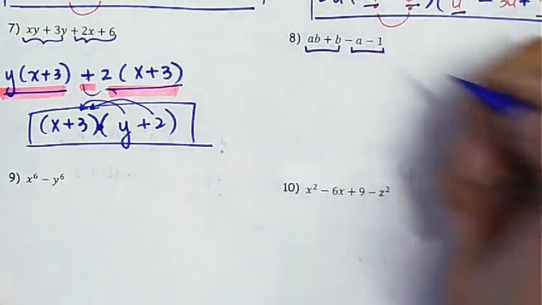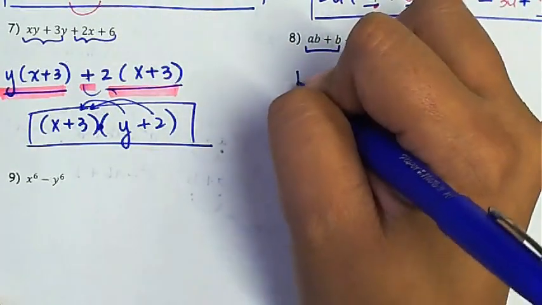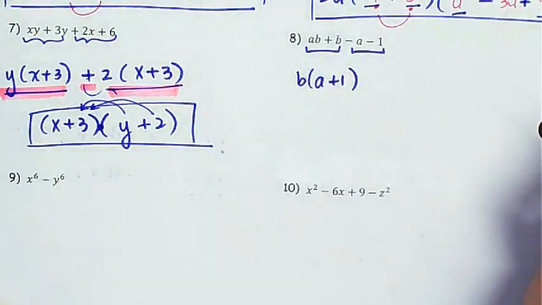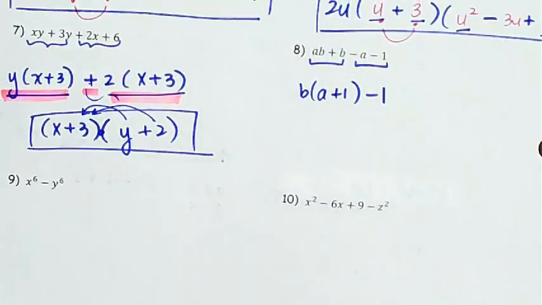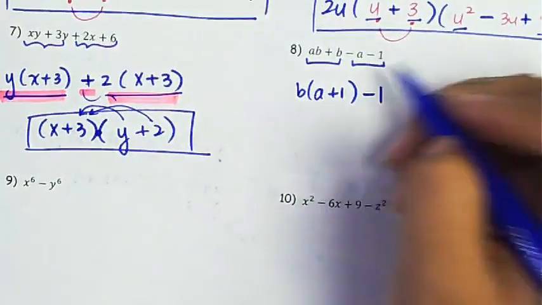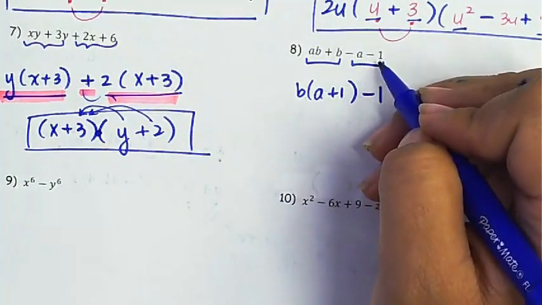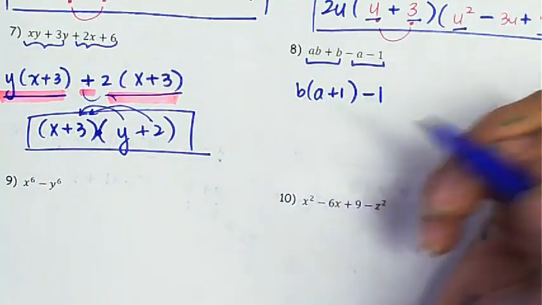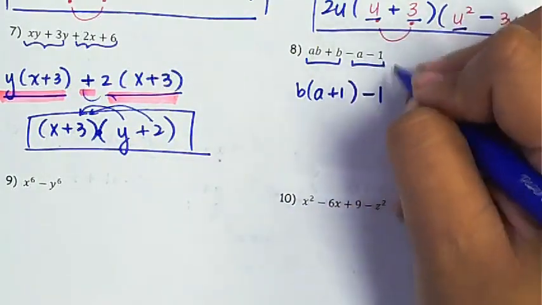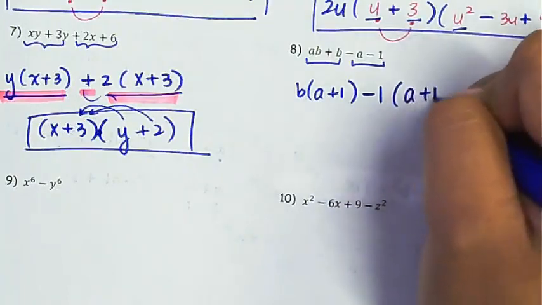Number 8. First group these two, then group these two. These two have a b in common, which is b times a plus 1. These two, if it starts with a negative, take out a negative. And I'm going to take out a negative 1. If they have nothing in common, you would take out a positive 1. Like you would still take out something, a positive 1. But in this case, they have a negative 1 in common, so that's a plus 1.